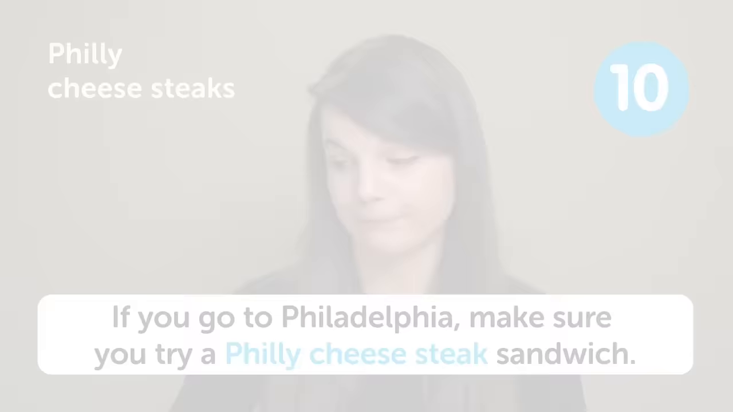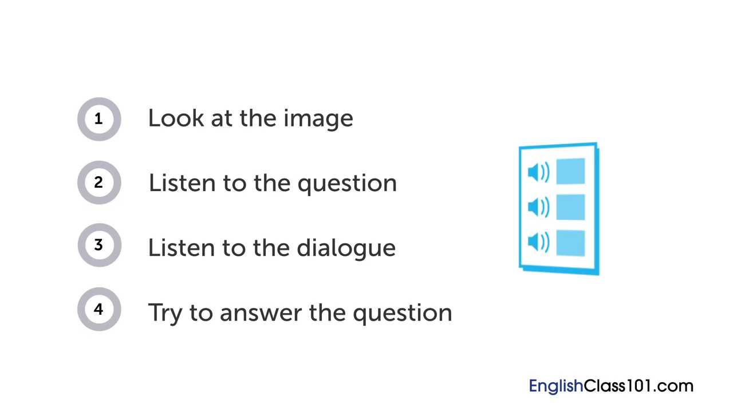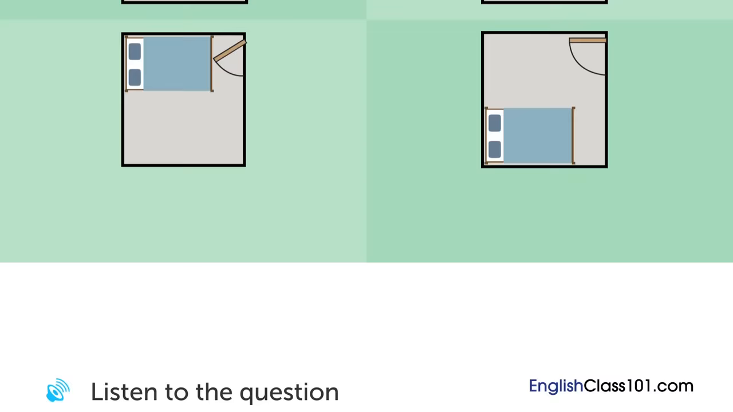How are your English listening skills? First, you'll see an image and hear a question. Next comes a short dialogue. Listen carefully and see if you can answer correctly. We'll show you the answer at the end. A woman bought a bed. Where is she going to put it?